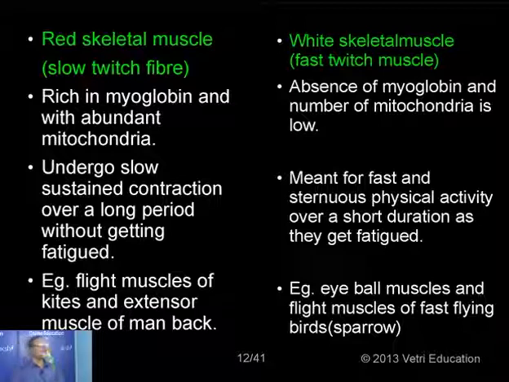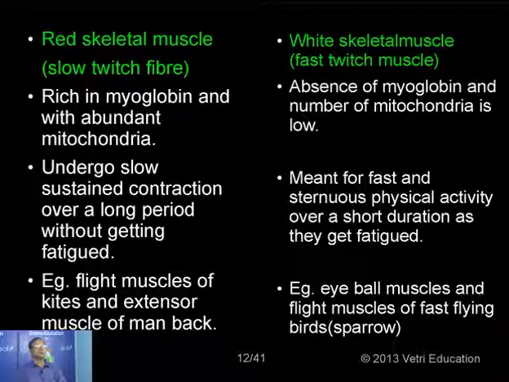If you are comparing a sparrow with a kite, the kite, though it normally flies high, is a continuous flier, while the sparrow is a swift mover. It flies within a short period and takes rest, then only can it move again. But the kite is always moving, flying for a longer duration. So, the white skeletal muscle is meant for fast and strenuous physical activity.